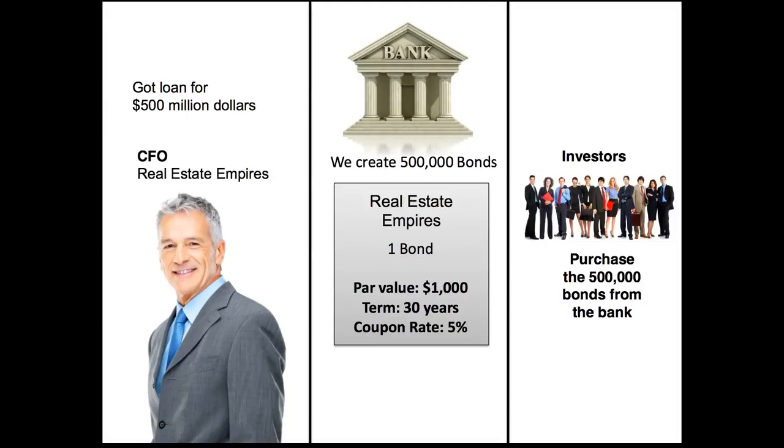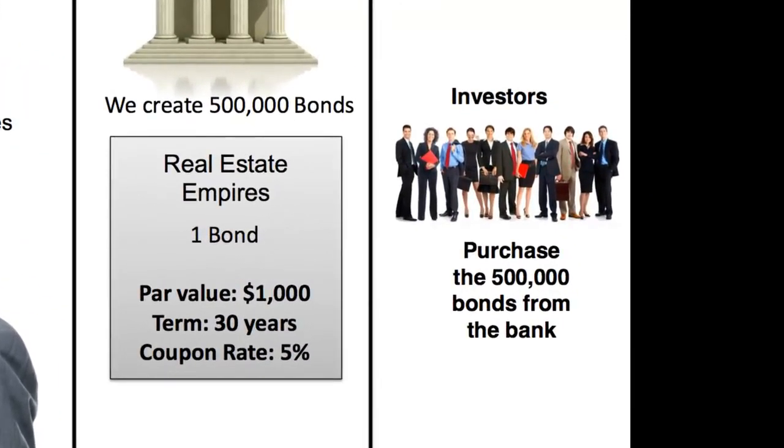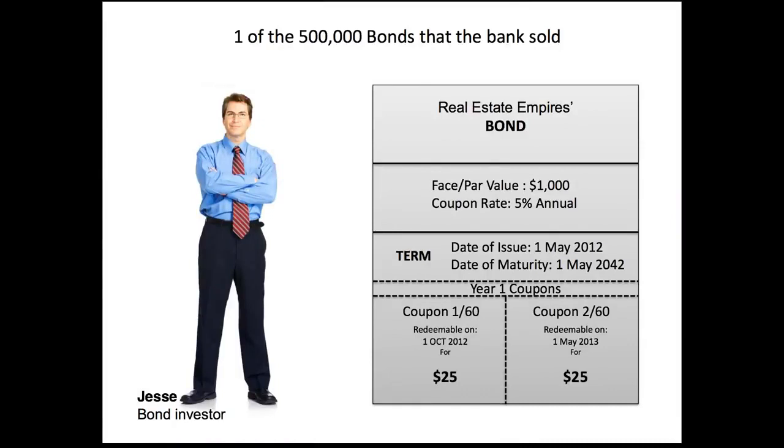So some of that might not have been crystal clear. So what I'm going to do is look at the bonds from the investor standpoint. As we look at these people over on the right-hand side of the screen, let's take one of these individuals and look at one of their bonds more in depth. Here is one of the 500,000 bonds that the bank sold, and it went to this investor named Jesse.